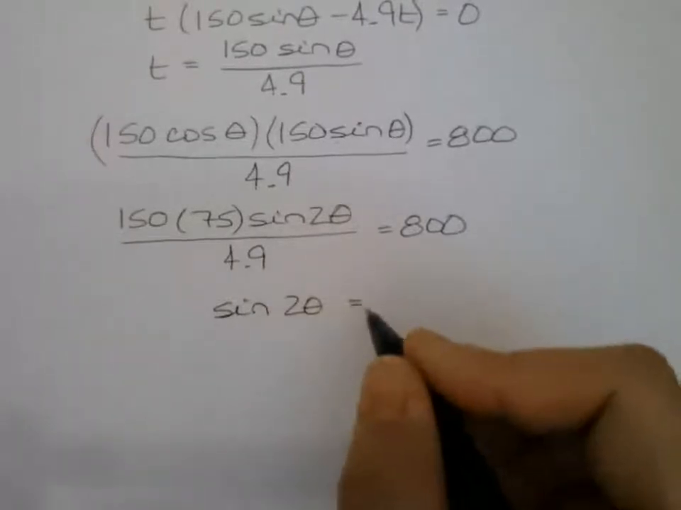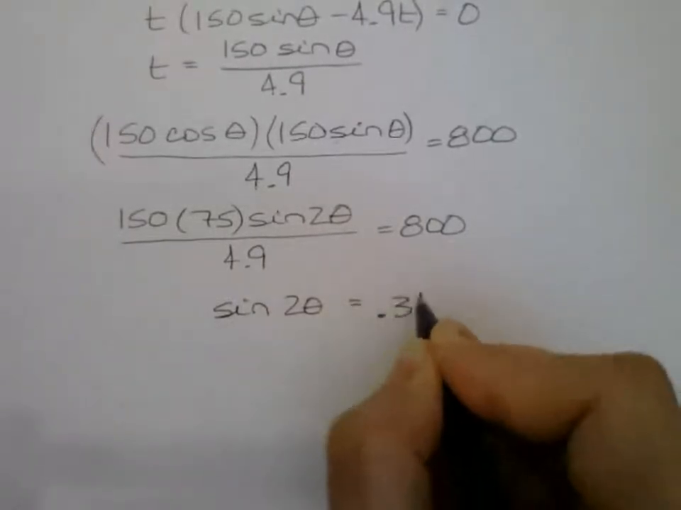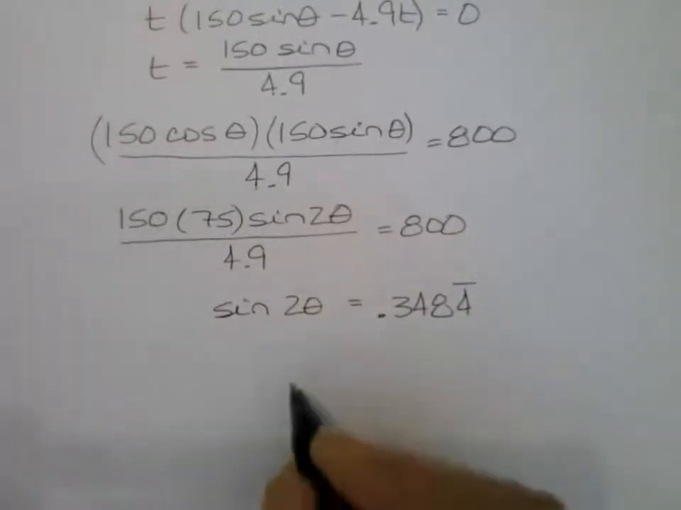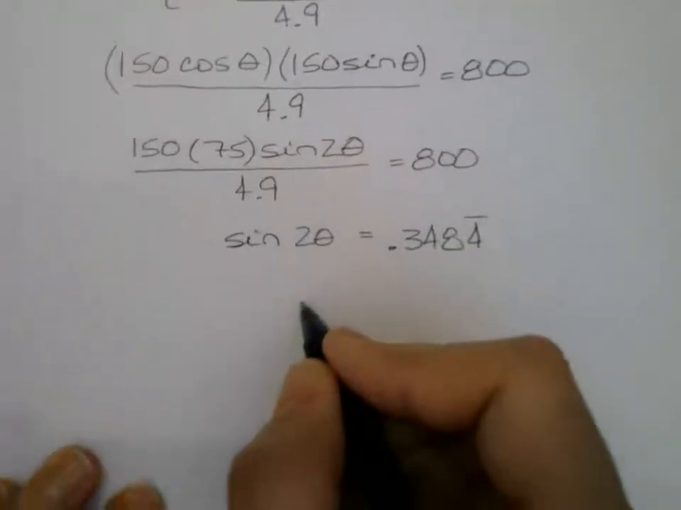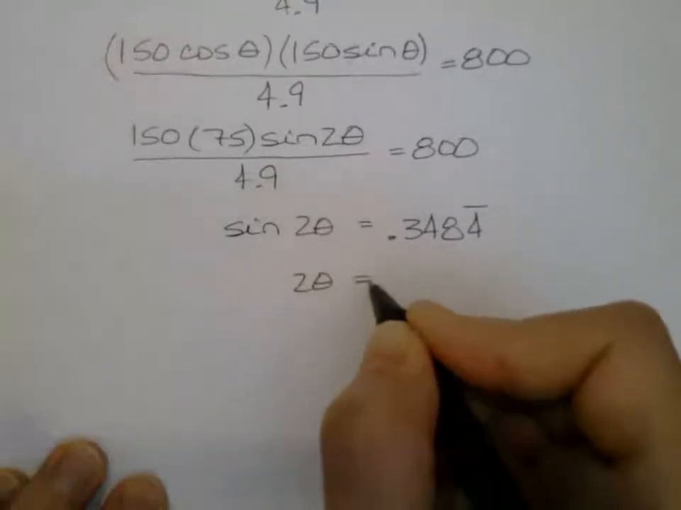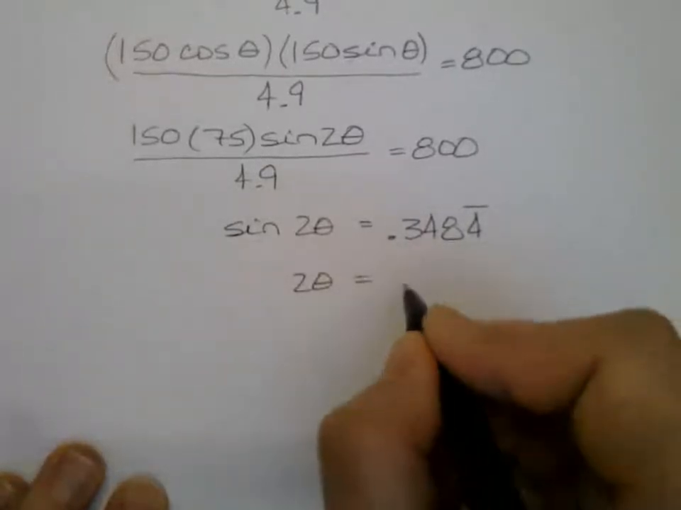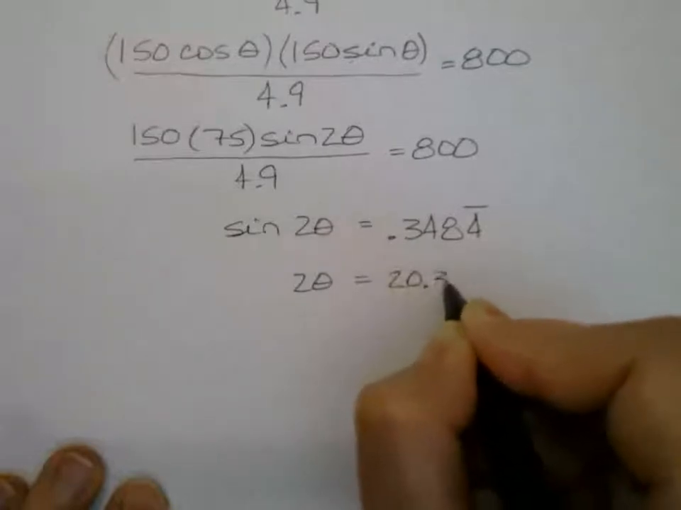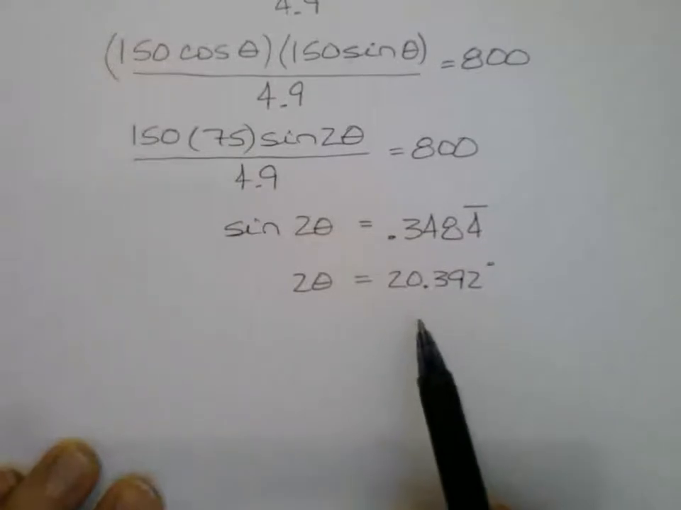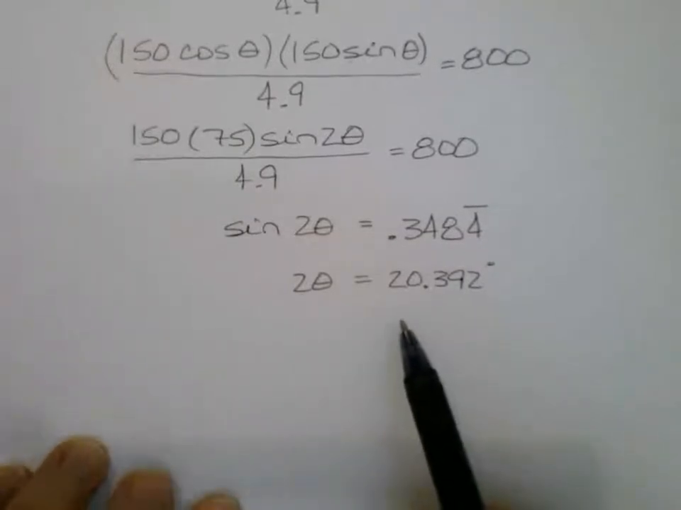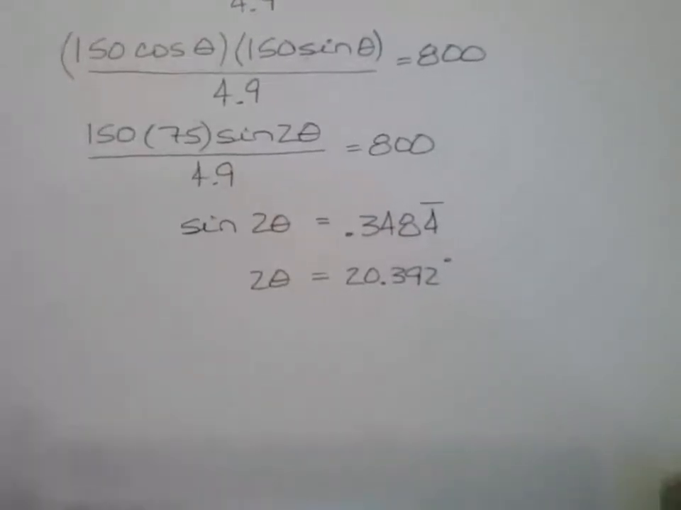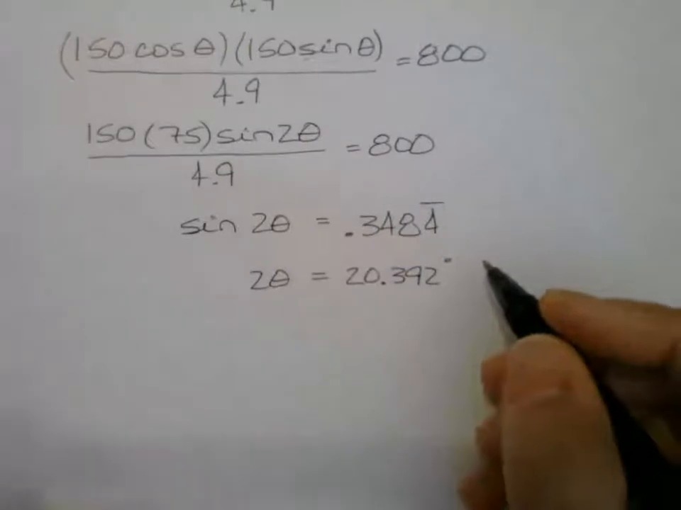is 0.348 with a lot of 4s after it, which means values for 2 theta, so calculator, are 20.392 degrees. We'll go with degrees here because it's an application. I'm pretty sure military specialists measure in degrees and not radians. Aim your gun at 3 pi over 4. Not sure what that would be met with.